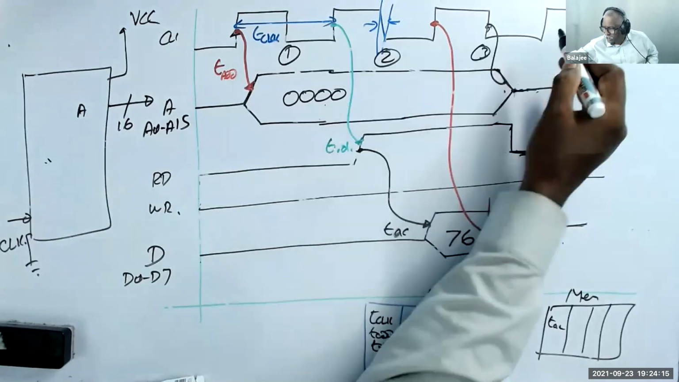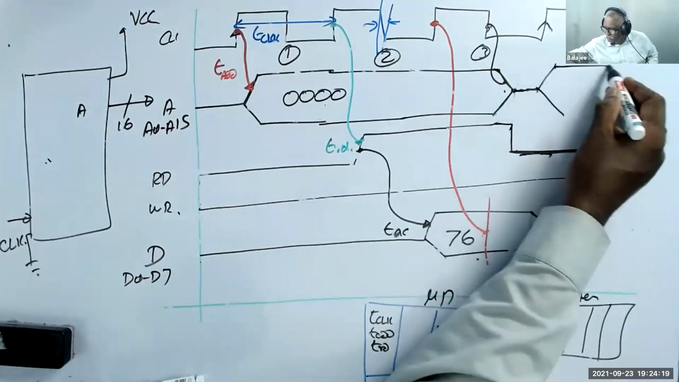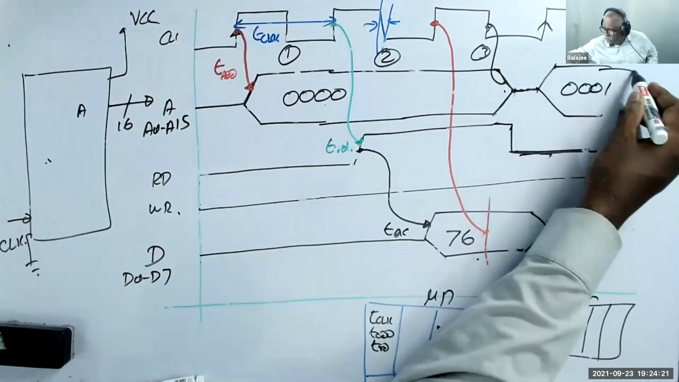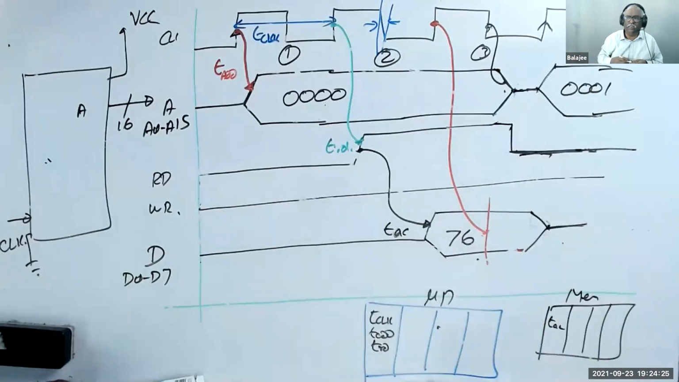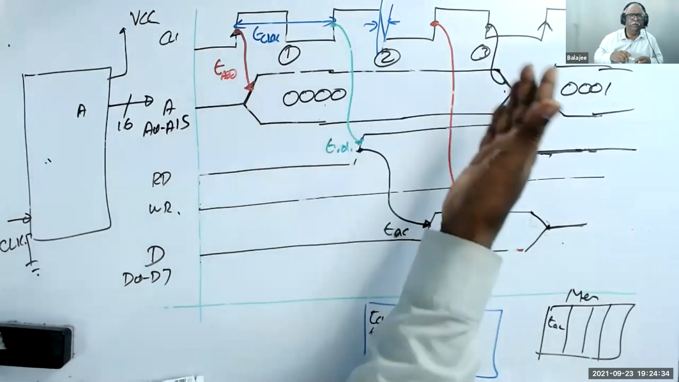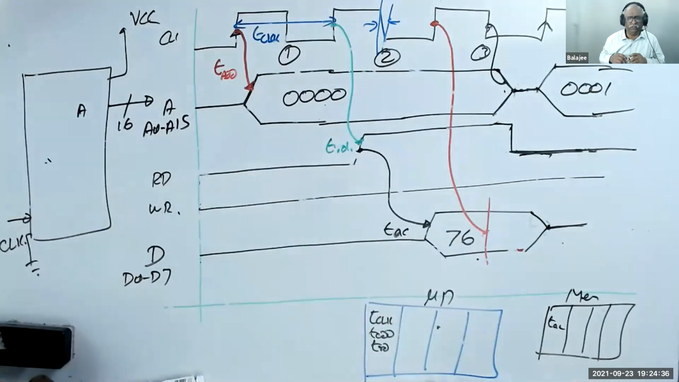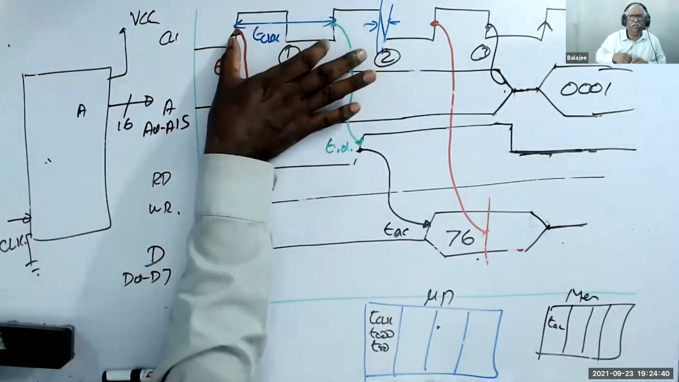3 clocks. And on the 4th clock, I will start the next cycle. I'll put the next address, 0001, and continue the same operation. That's typically called one machine cycle. One machine cycle is reading one data, that is 3 clocks. This time is called a T state.